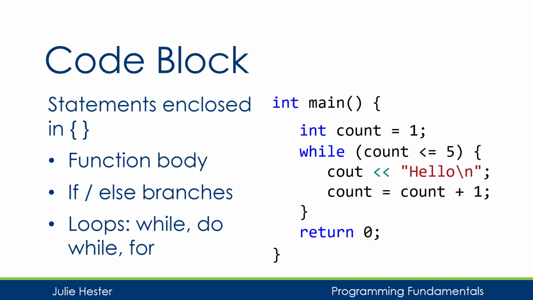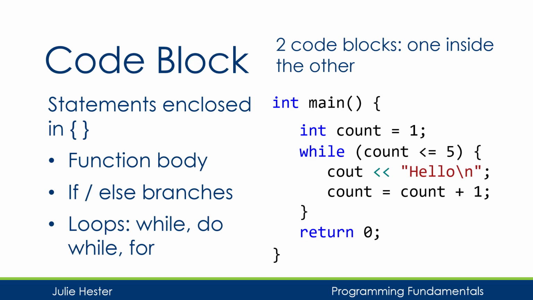So the program on the right-hand side has two code blocks. One code block is inside the other, the while loop, and everything in the while loop has access to the variables that are inside the main code block. So we can define the variable count inside of main. Then when we embed another code block, our while loop, in main, it also has access to our variable count.